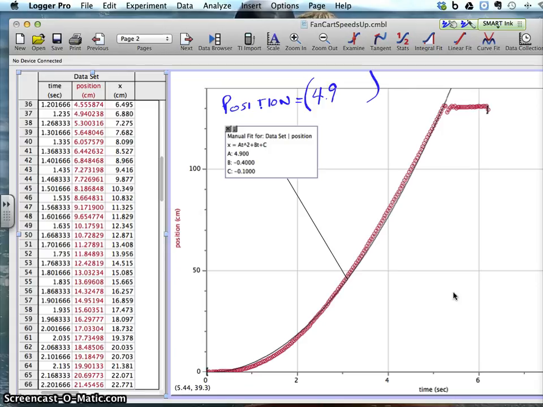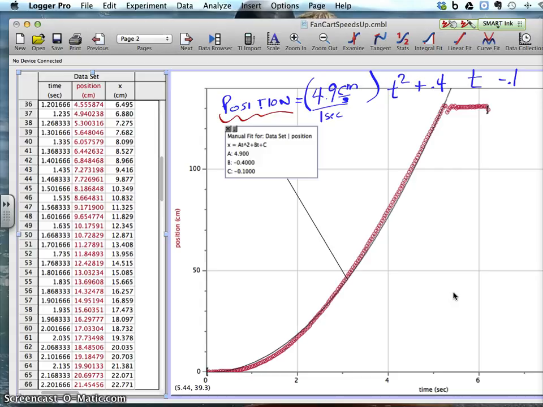Now you know from graphing x versus t squared that the units are centimeters per second squared, okay? And that's our A term. And then we have a B term of negative 0.4. And that goes with t, okay? And then we have a final term that looks like it's negative 0.1. Now, if this equation is actually going to make sense, position is measured in what units?